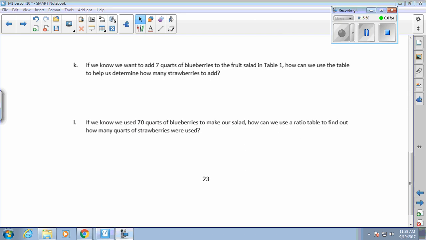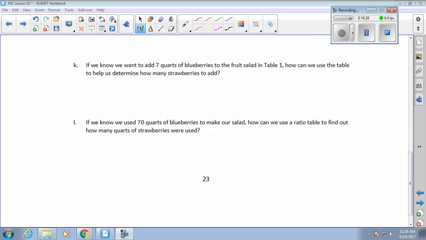All right, this is Mr. Mattingly doing a guest appearance in Mrs. Lehman's math class. If we know we want to add 7 quarts of blueberries to the fruit salad in Table 1, how can we use the table to help us determine how many strawberries to add? Does anybody remember the ratio that was used to build Table 1? Mr. Cambridge. What was it, Aiden? 1 to 3. Very good, 1 to 3.